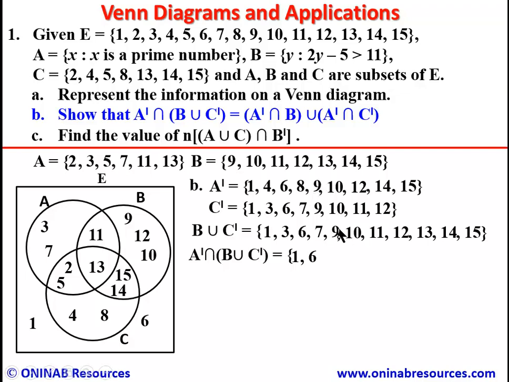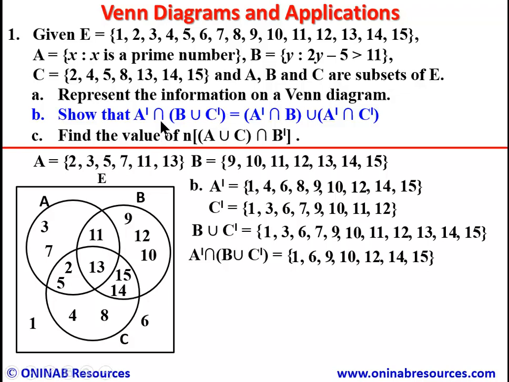There is 9 here, there is 9 here, so we pick 9. There is 10 here, there is 10 here, we pick 10. There's 12 here, there is 12 here, we pick 12. There is 14 here, and there is 14 here, we pick 14. There is 15 here, there is 15 here, we pick 15. So the better way of doing this is to concentrate on one set and compare it with the other set. Like I said, I concentrated on A prime, picking 1 is here, 4 is not here, 6 is here, and so on. That's the easier way.